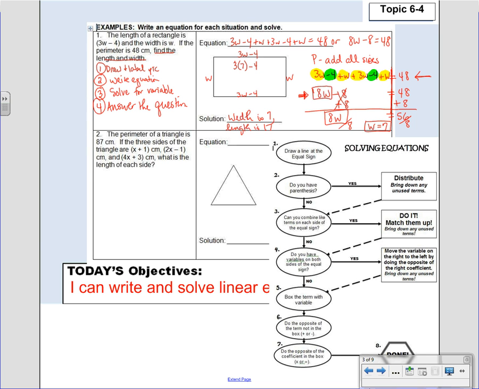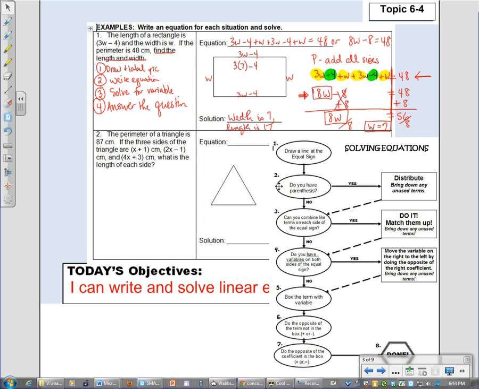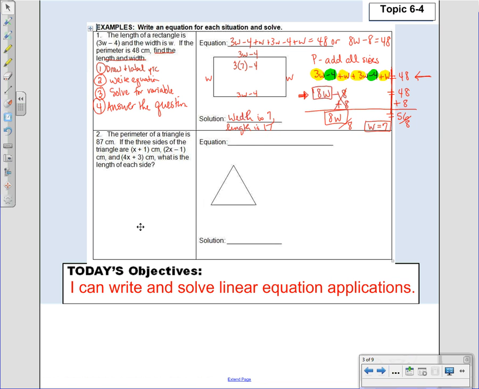So I'm going to get rid of my solving equations little sheet because I think we all know you have that now in front of you. So if the perimeter of the triangle is 87, again, perimeter is add all sides, and then it's going to be equal to 87. The three sides, we say draw and label. This gives us a drawing, so we can just label. First step is done. Now we're going to write the equation.